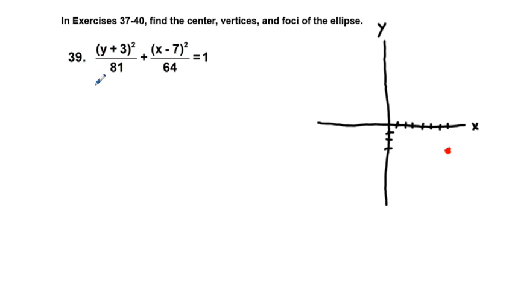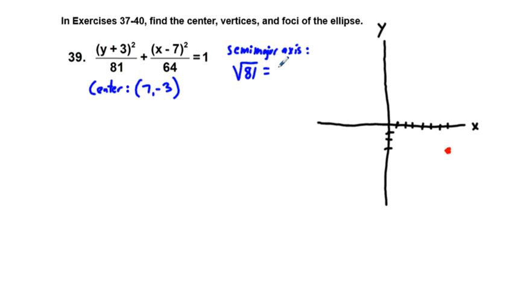And so I'm going to put center at 7, comma, negative 3. There we have that. As far as vertices, well, our major axis is going to be located along the y because that's the bigger number. So our semi-major axis, let me just write this to the right, semi-major axis is going to be square root of 81, which equals 9.